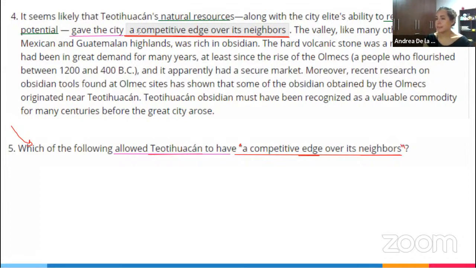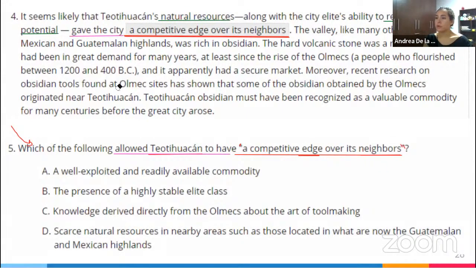So that's it. You find the keywords, you search for the answer. Once you have found the answer, you need to stop reading. Don't continue reading, because if you continue reading, you're just going to get confused. If you need to, maybe you can read again, but only if you don't find that in the answer choices.